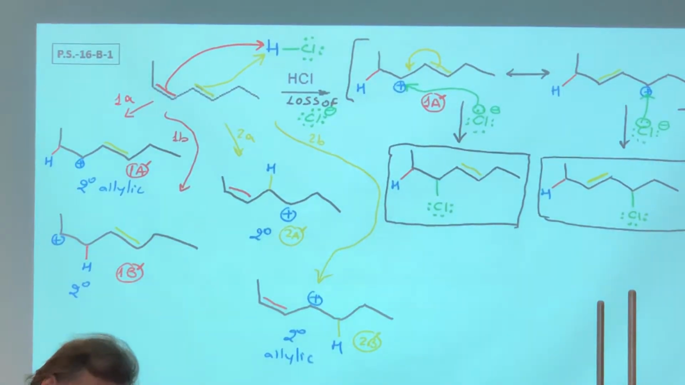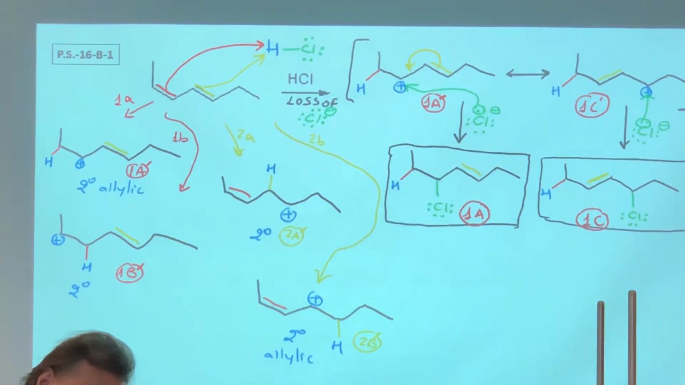Alright. So I have them: 1A prime, 1B prime, 2A prime, 2B prime. I'm going to call this different thing 1C prime. And the result of 1A prime is 1A. Then this is going to be 1C. So I hope I don't repeat any numbers. I have primes, I have no primes. The primes are the intermediates. The no primes are the products, okay?